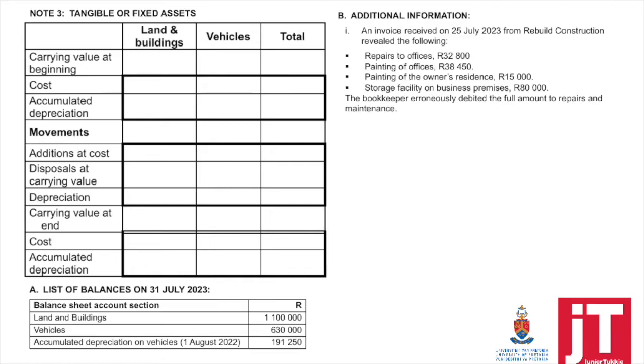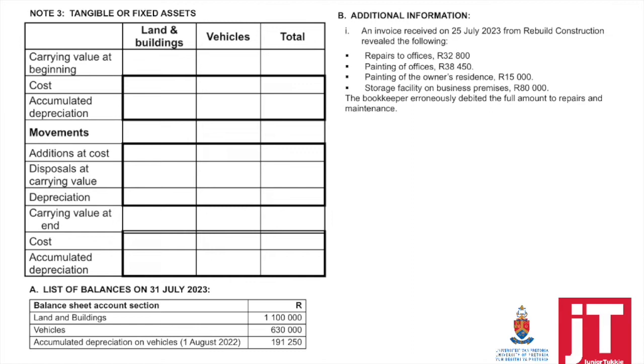Adjustment number 1 says, an invoice received on the 25th of July from Rebuild Construction revealed the following: repairs to offices, painting of offices, painting of the owner's residence, storage facility on the business premises. And what happened now? The bookkeeper erroneously debited the full amount to repairs and maintenance. It means that all of that was added to repairs, and it shouldn't have been, because some of it was repairs, some of it was additions to land and buildings, and some of it was a personal expense.